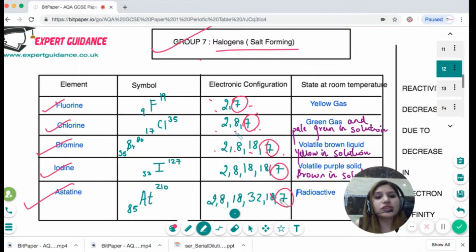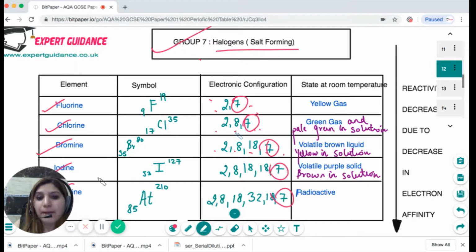Now you also need to know the physical state, like how they look at room temperature and how they look in solution. Fluorine is a yellow gas, chlorine is a green gas, and if a reaction results in the formation of chlorine in solution, it will give a pale green color. Bromine is a volatile brown liquid, but in the form of bromine water, it is a yellow solution. Iodine is a volatile purple solid, but in solution it forms a brown solution. And astatine is a radioactive halogen.